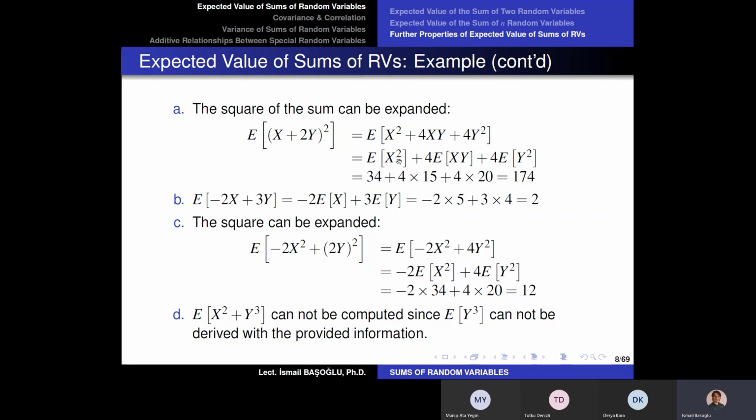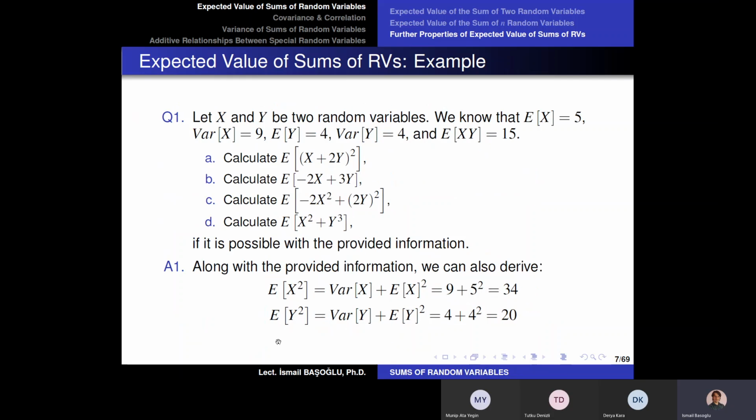Okay, so you see both in A and C, we required the calculation of the expected value of x squared and the expected value of y squared. So I hope you understood why I have done these additional calculations, because they are required.